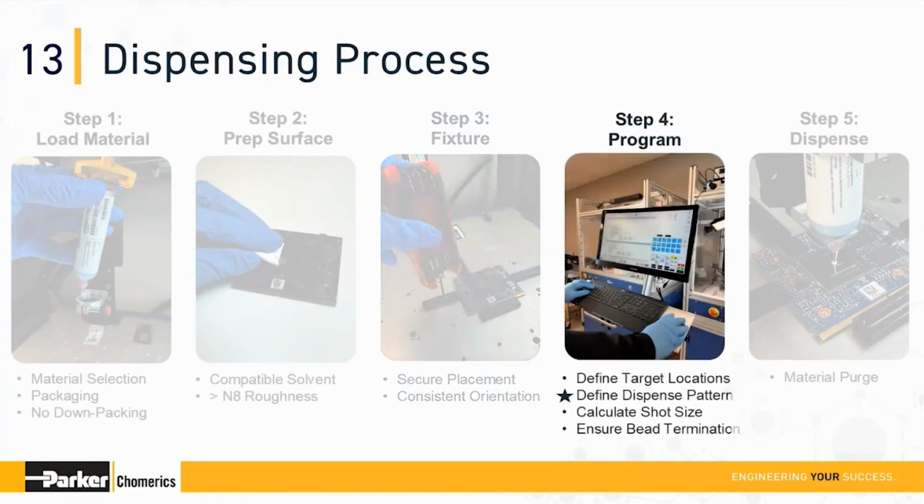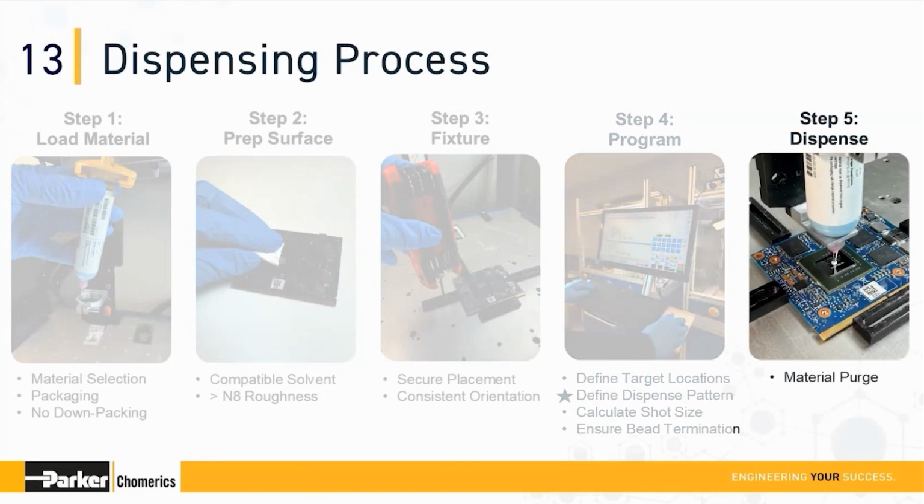The fourth step is to define the dispensing program. After calculating the target locations and shot sizes, you need to select the appropriate dispense pattern to optimize cycle times and minimize the risk of air entrapment. We will review some common dispense patterns shortly. Finally, the last step is to dispense the material. Since the material is both shear thinning and time thinning, we recommend including a 3 to 5 second purge at the beginning of each shift to normalize the flow rate of the thermal gel.